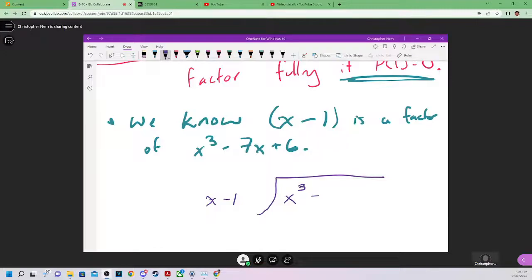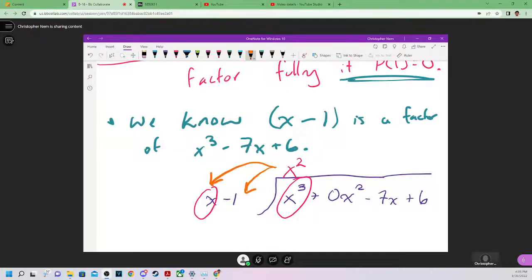So we're going to put plus 0x squared minus 7x, and then I can do the plus 6. That's more like it. So now I have 4 terms. Now I can actually work with this. So the leading terms, x cubed and x, divide them out. I get x squared. Now I gotta distribute this guy out again.